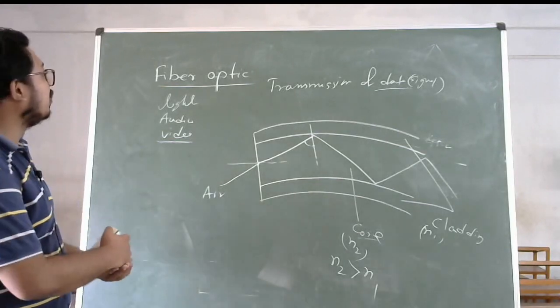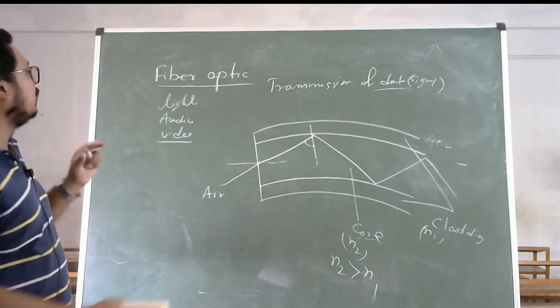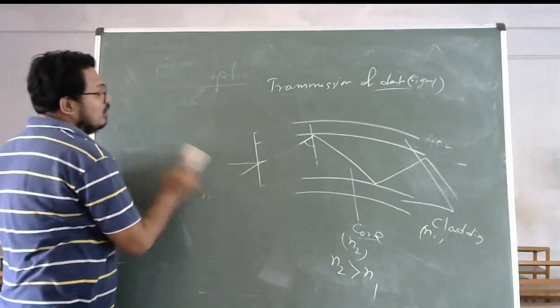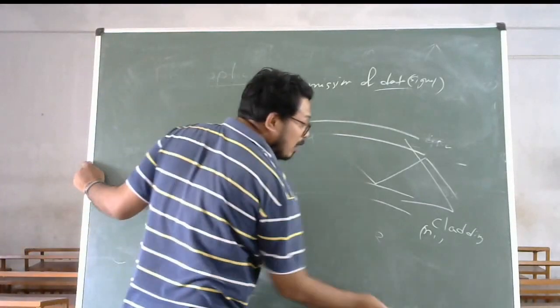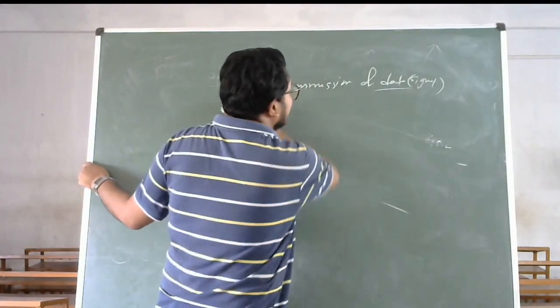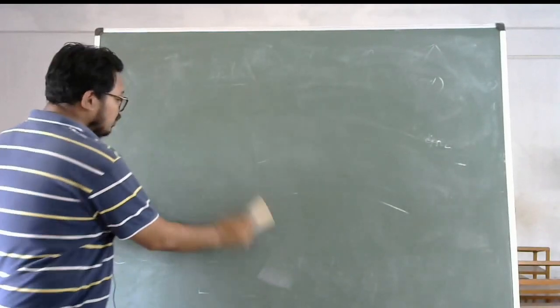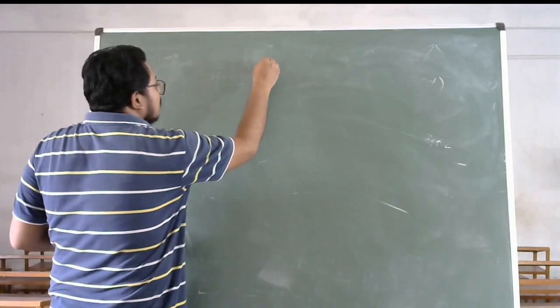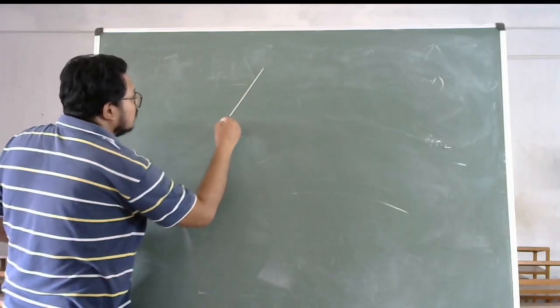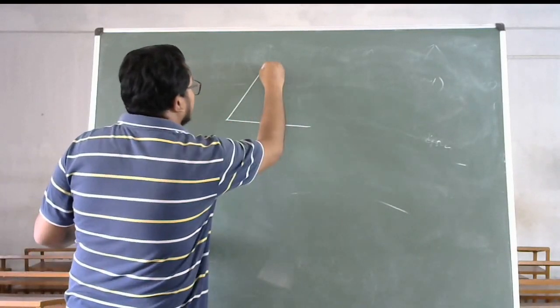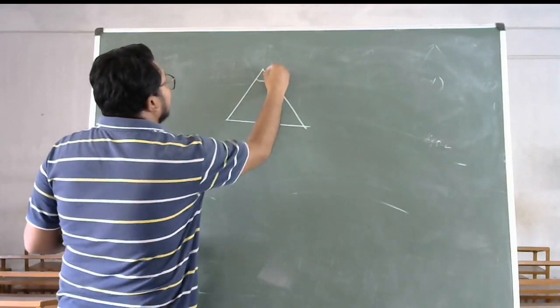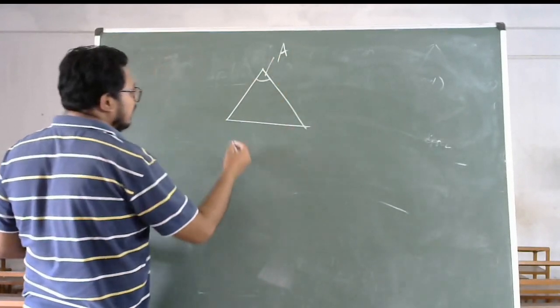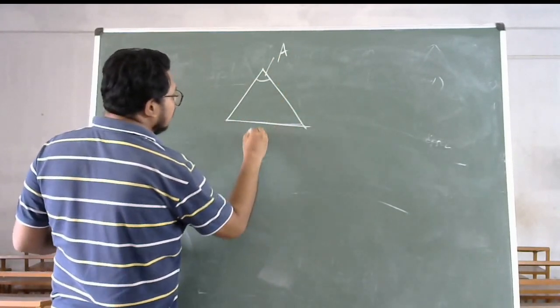Now we'll go for another important topic in ray optics, that is called the prism. We'll study the prism, how the refraction takes place. So already I told you what a prism is. Now, this one is called the angle of prism. We can consider it as A. This one is the base.